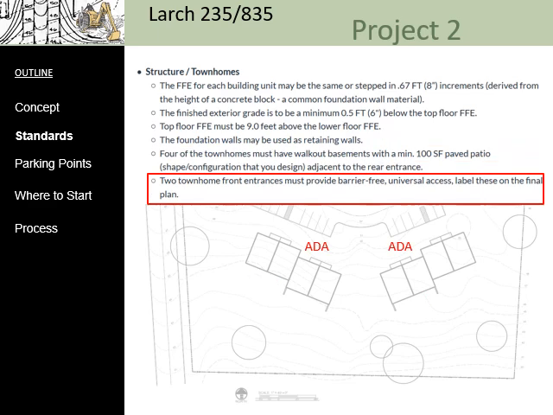And finally, we want to point out that 2 of the entrances for the townhouse must be ADA accessible. That is, there can be no stairs for 2 of these entrances, and the ramps must meet the ADA requirements. Generally speaking, that means you want to keep your ramps at 8% or less. And in the case of this design, there's really no need to go above 5%.